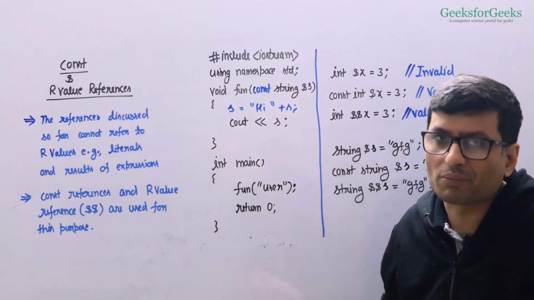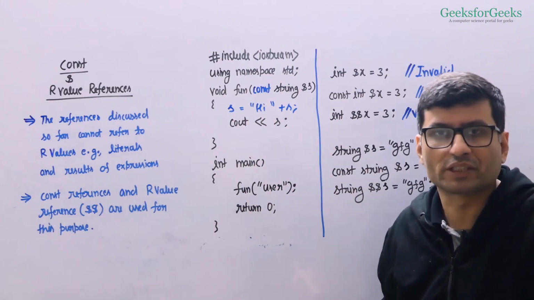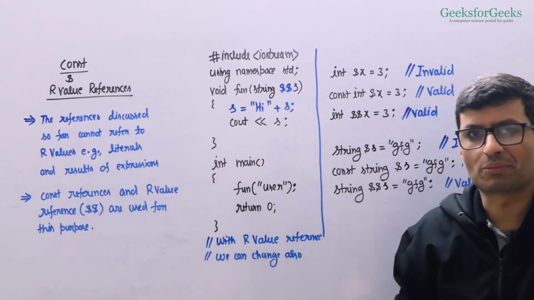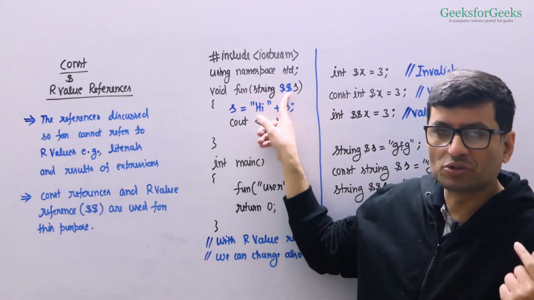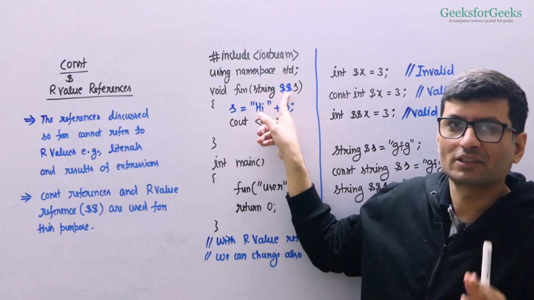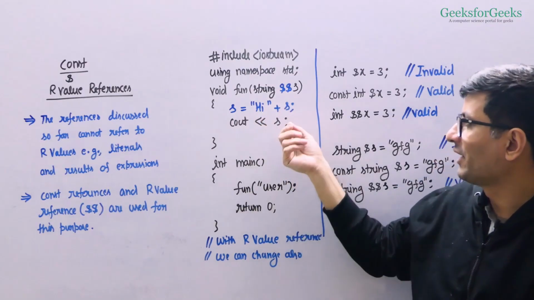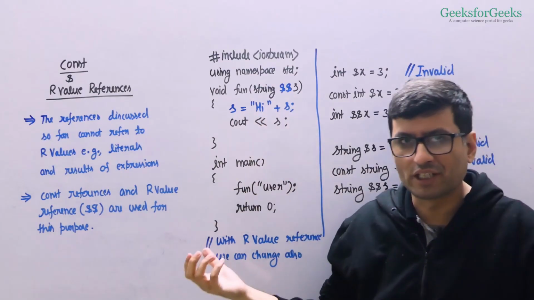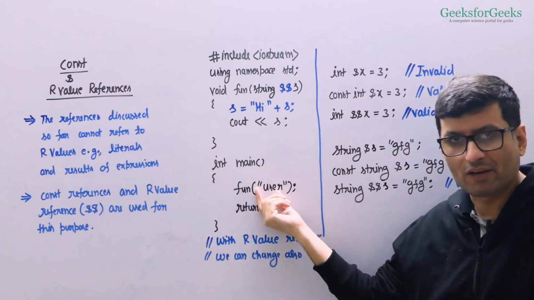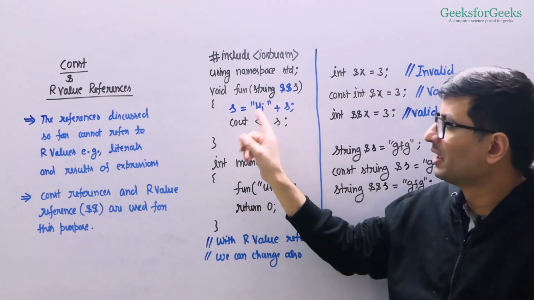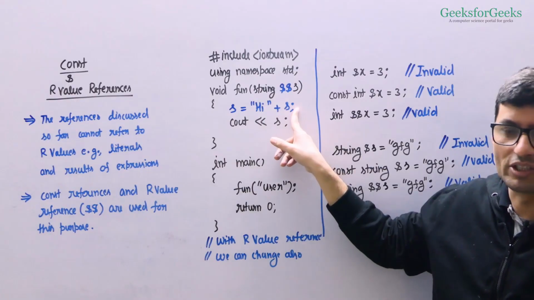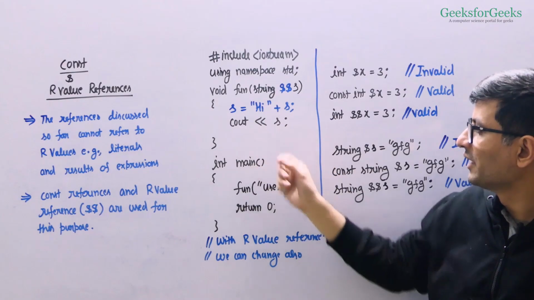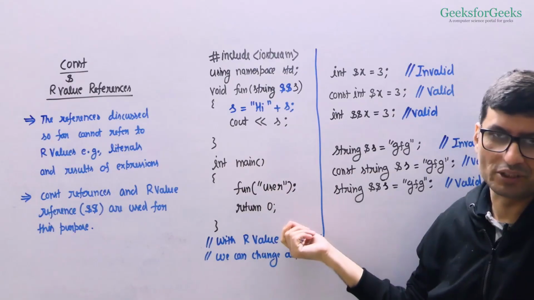So for this purpose, we have double ampersand. Here I have further modified the program and I am now using R value reference. When you use double ampersand sign, it becomes an R value reference. And when you have an R value reference, you have both the advantages. You can provide an R value and you can modify also. So now if I do s equal to hi plus s, this program is going to compile fine and run fine. It's going to give me hi user as an output.